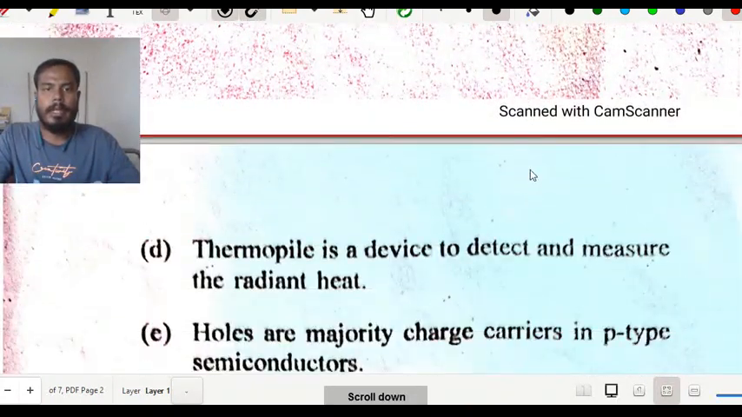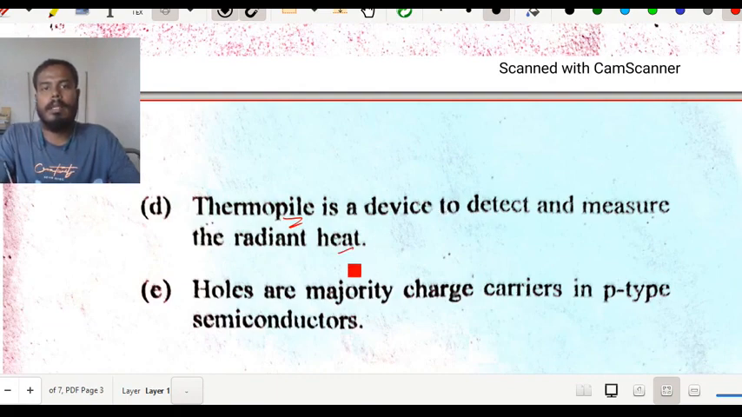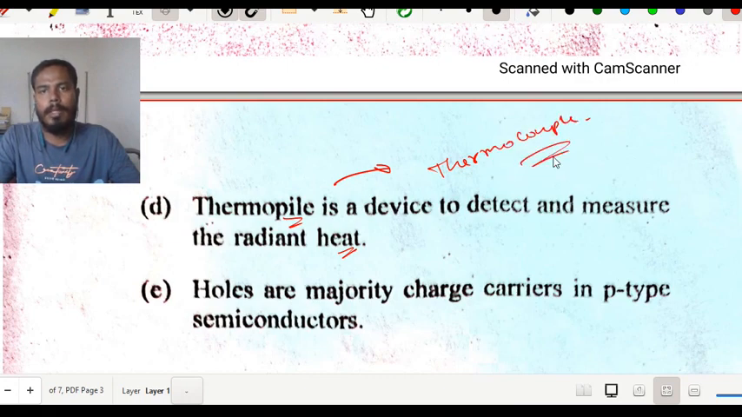The next question: a thermopile is a device which is used to detect and measure radiant heat. This is true, because a thermopile is made up of thermocouples, and a thermocouple can be used to detect and measure radiant heat.